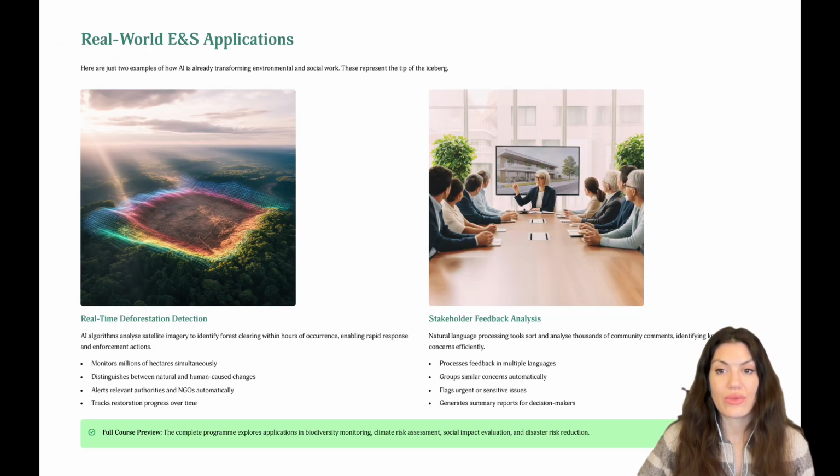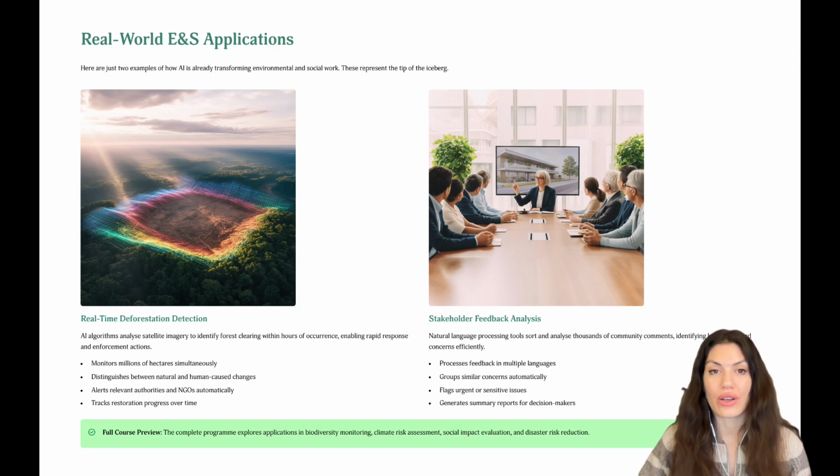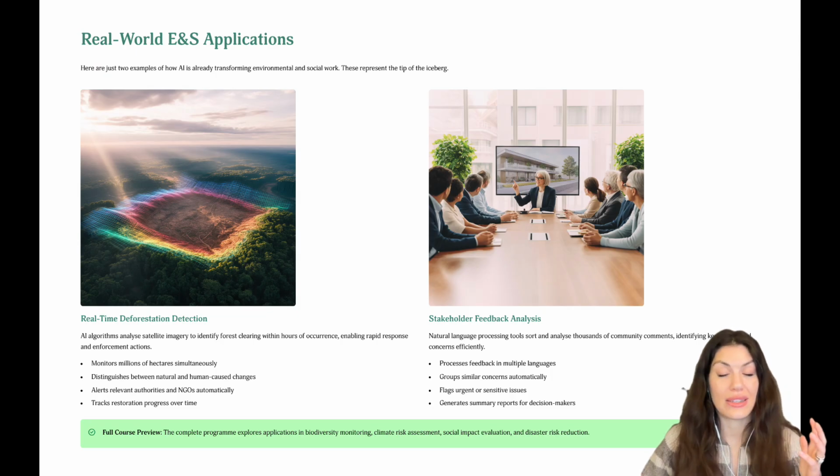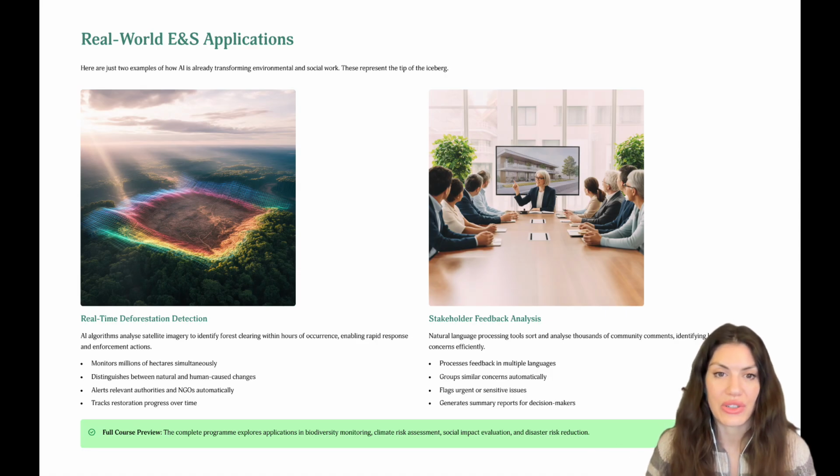In the main course, we have a lot more examples, but for this one, I picked these two examples of how AI is already transforming environmental and social work. These represent just the tip of the iceberg. AI algorithms analyze satellite imagery to identify forest clearing within hours of occurrence. This technology can monitor a large surface area with different locations simultaneously.